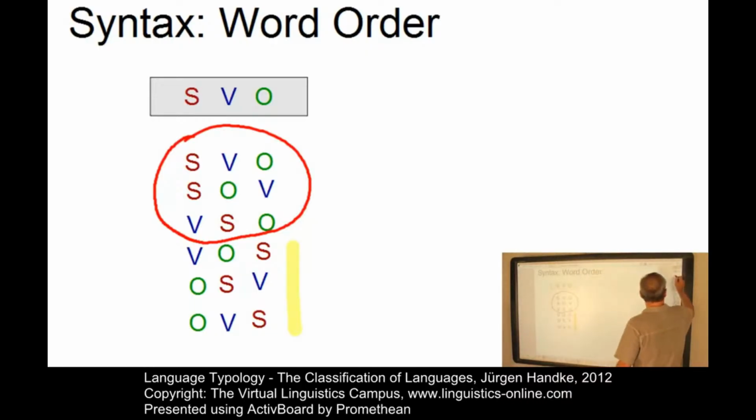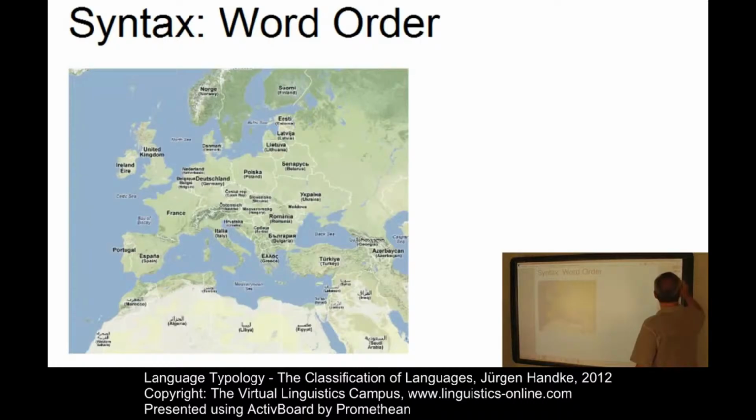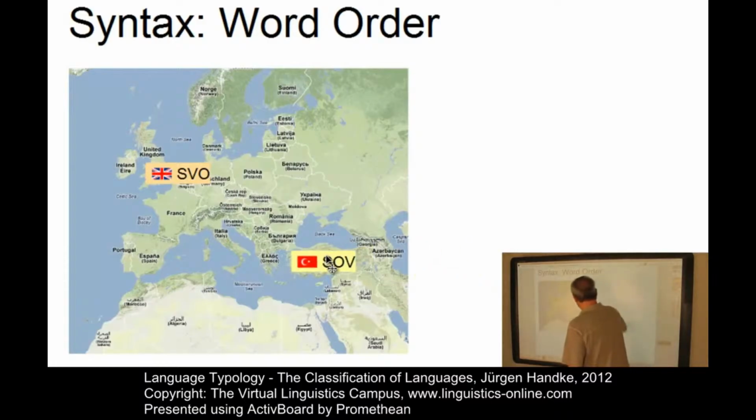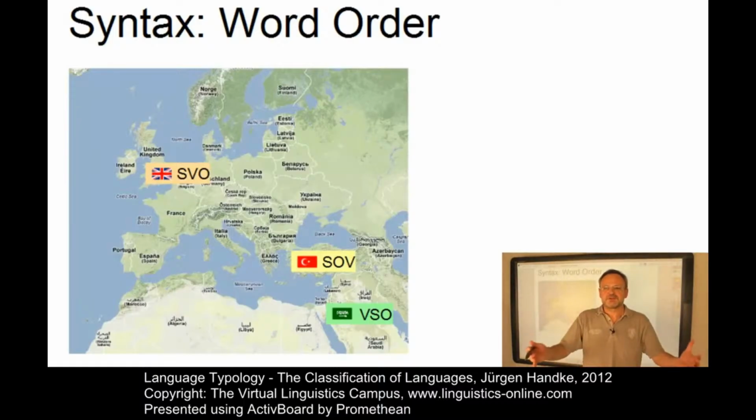Let us illustrate this with some languages. For example, English is a typical SVO language. Turkish is an example of an SOV language. And Arabic is an example of a VSO language. So these are the three main types. And in fact, the vast majority of the languages of the world use any of these three types of word order. The main question arises now, how do we establish the basic word order of a language?